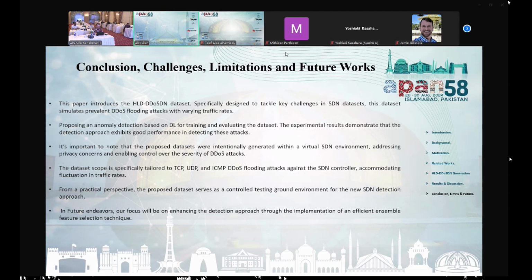Conclusion. This paper introduces the HLDD DDoS SDN datasets to address the key challenges in the SDN domain. This dataset simulates the prevalent DDoS flooding attacks with a variety of traffic rates by meeting benchmark criteria for size, stack diversity, and features. Also proposing an anomaly-based detection approach for training and evaluating the datasets. The experiment results demonstrate that the detection approach exhibited good performance in detecting these attacks.